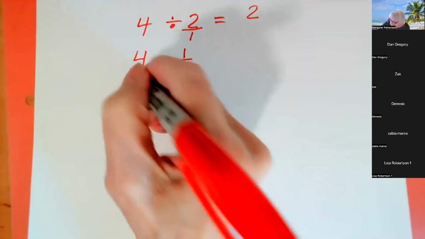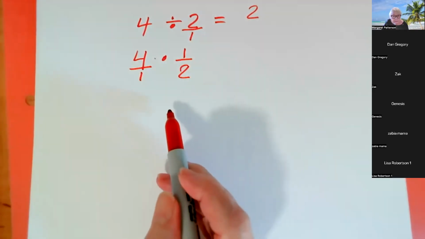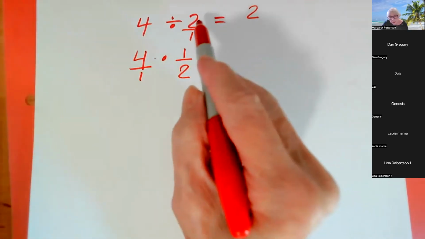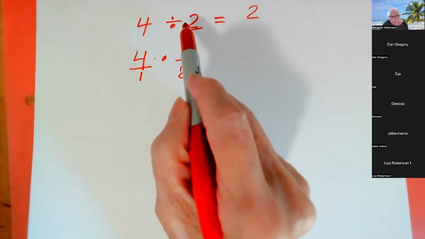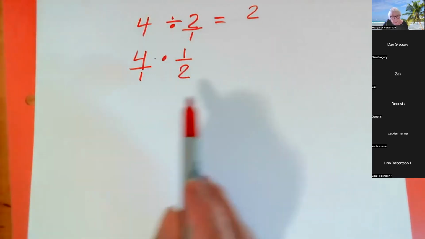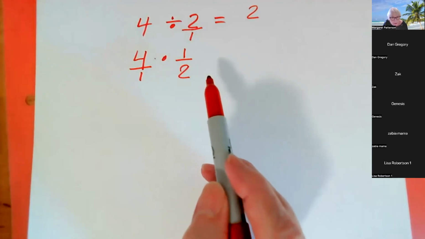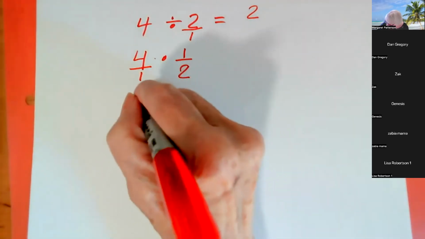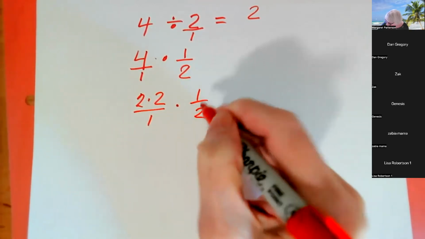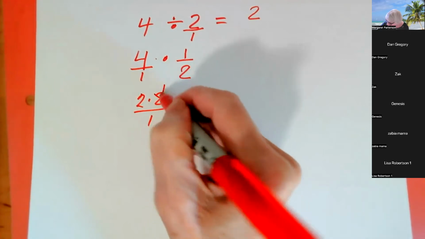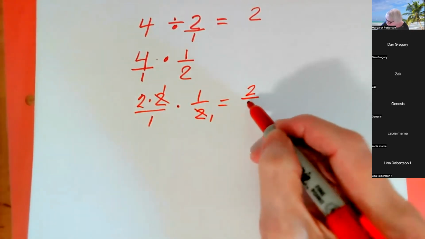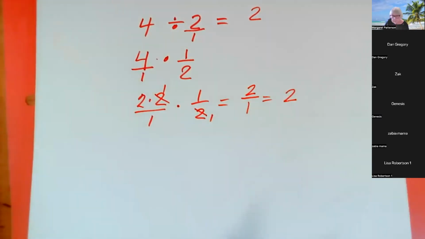So 4 over 1 times 1 over 2. In other words, this will not destroy the problem. It will convert it to a multiplication problem, which then we can do in the way we've already learned. And so this would be 2 times 2 over 1, 1 times 2, cancel, cancel, 2 times 1, it's 2 over 1, it's 2.